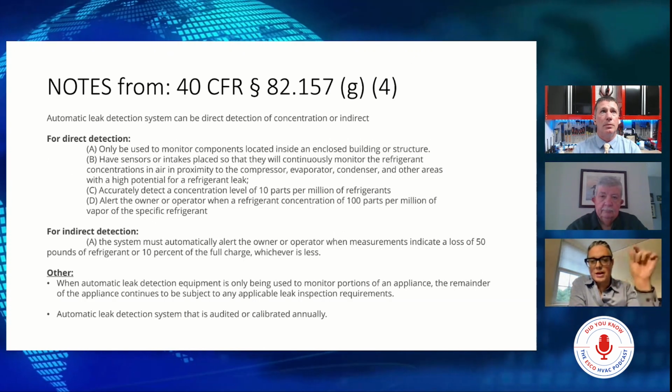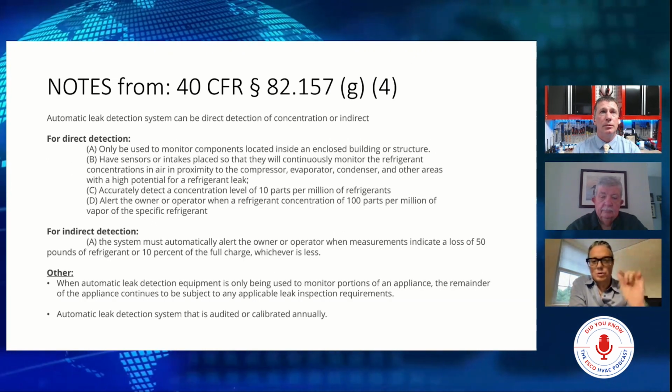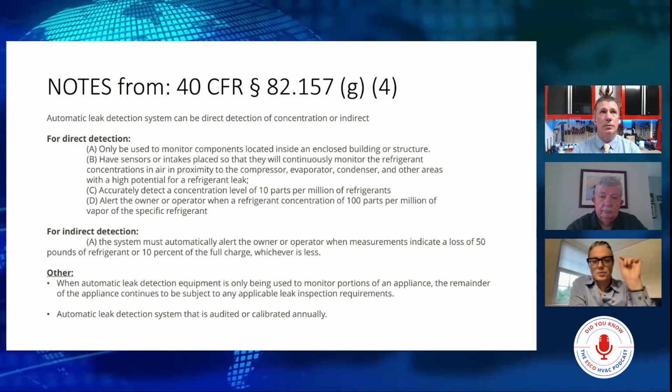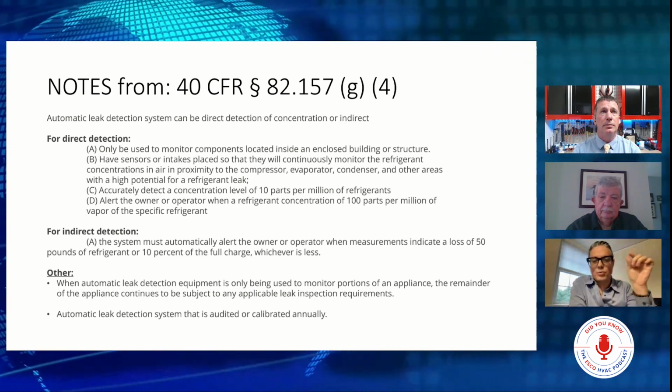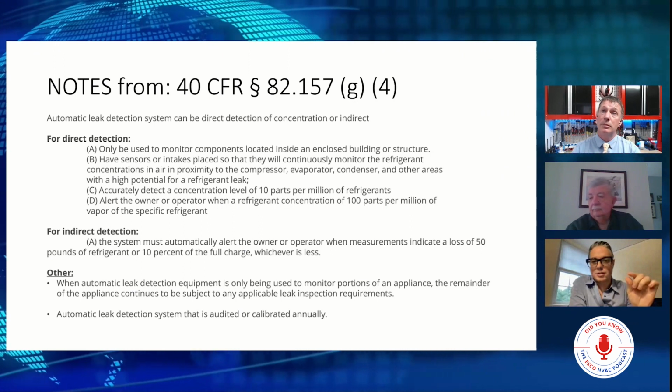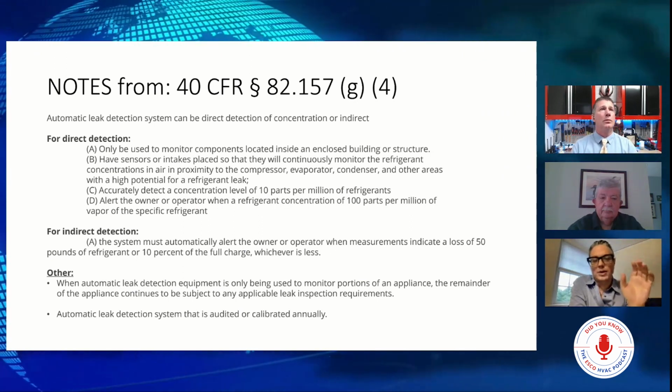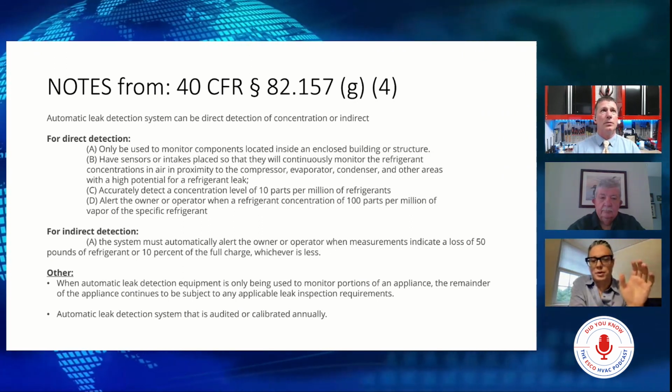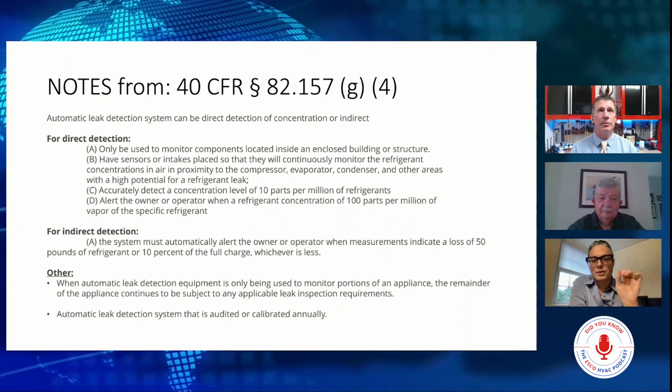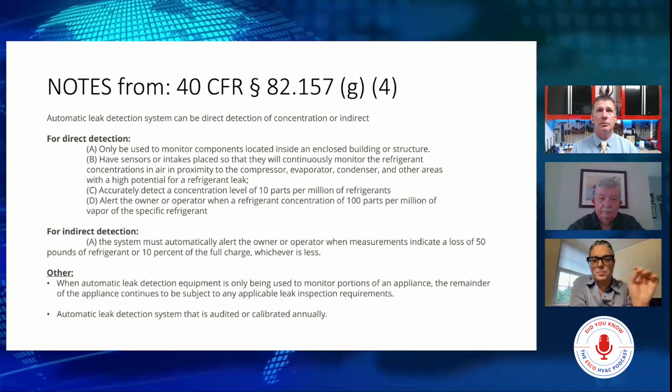Really, they defined in the definition two different types. One is direct detection, and one is indirect detection. Technically, what does the direct detection need to be able to do? It needs to be able to detect refrigerants at 100 parts per million.